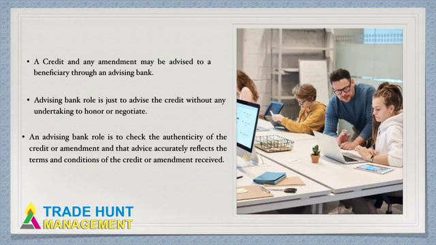That is the basic rule, and they need to check the authenticity. So that's what they do. So that is the role of an advising bank. Okay, an advising bank's role is to check the authenticity of the credit or amendment, and that the advice accurately reflects the terms and conditions of the credit or amendment received.